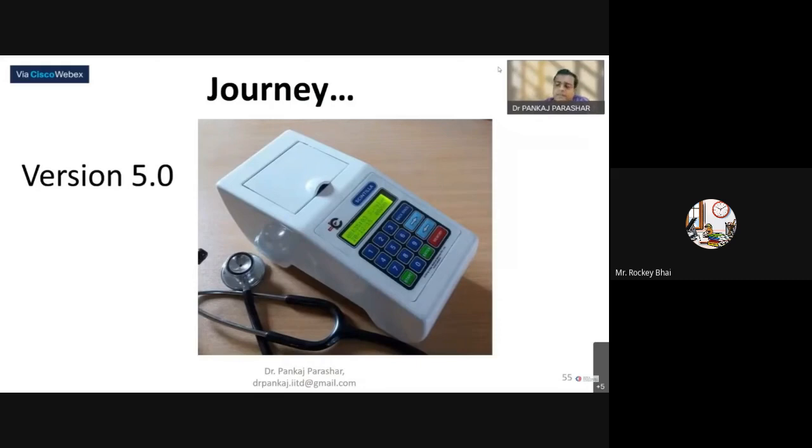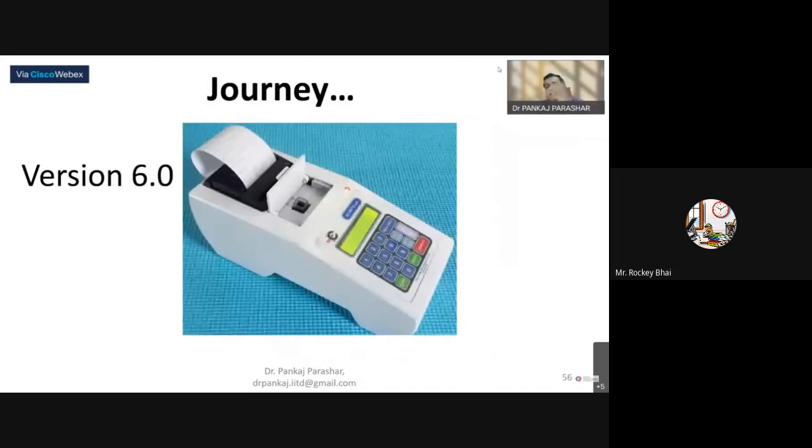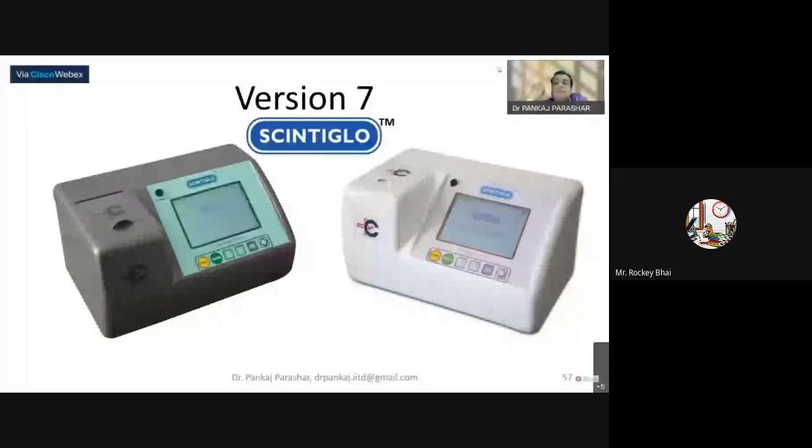Then we made another change in the device. Utility was increased, a printer was added. But do you see something? Still, it does not look like a medical device. We kept on improving, and this is the final product.